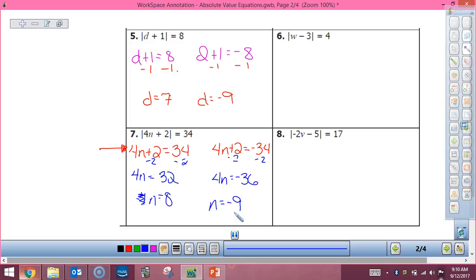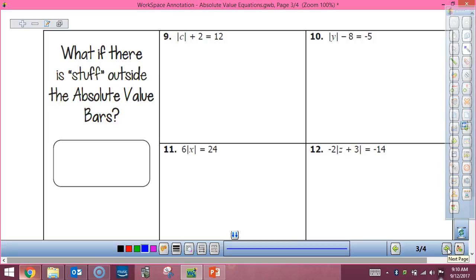So far, so good? All right, so on that next page, sometimes you're going to get it where the absolute value isn't isolated. So in number 9, is the absolute value by itself? No. So I have to do some work to that before I can write my two equations. So we're going to get rid of that 2. We're going to subtract 2. We're going to get the absolute value of C equals 10. Now, is anything on the same side of my absolute value? No. So now I can write my two equations. So now C equals 10 and C equals negative 10. We're going to have both of those.